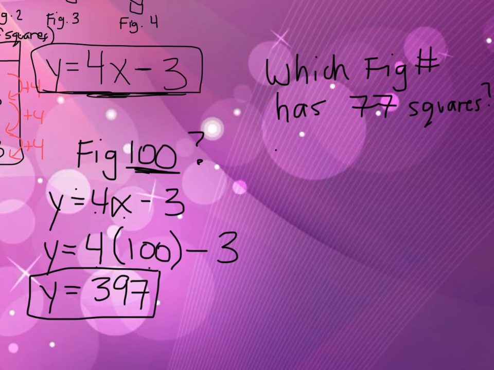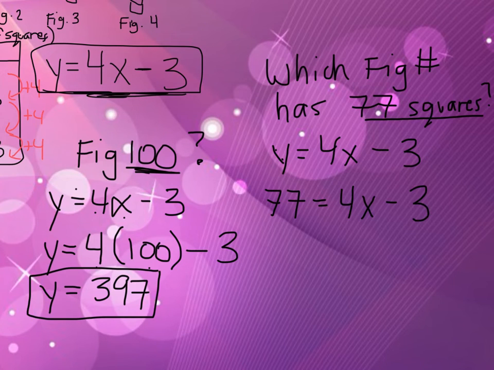Okay. Now, we're going to start by rewriting the equation that we figured out. y equals 4x minus 3. Now this time we're being given the y value because we know the y value represents the number of squares. We know that there's 77 of them. So in this case, we're actually going to replace y with 77. So it's going to become 77 equals 4x minus 3. Now we just need to figure out what's the x value that makes this true. 77 is equal to 4 times something minus 3.